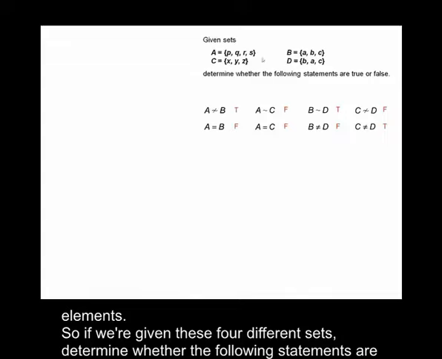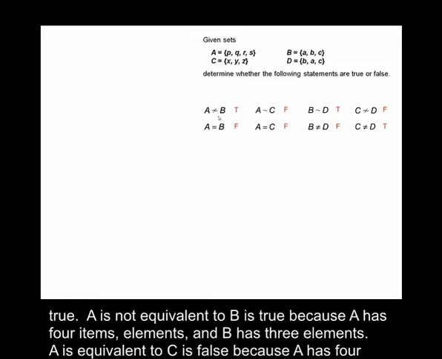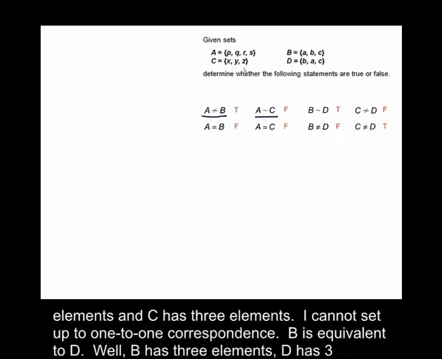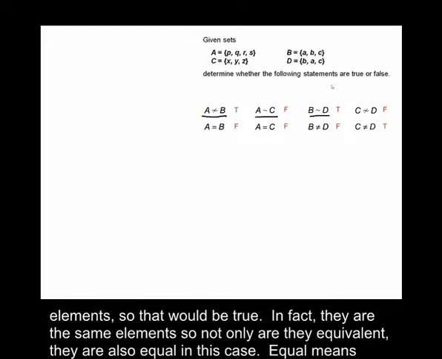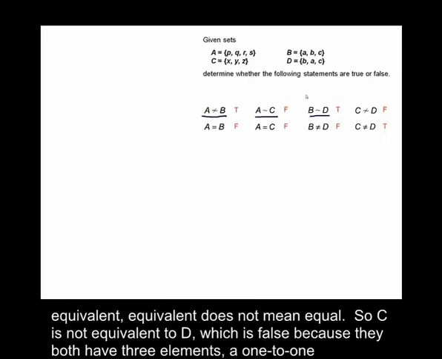So if we're given these four different sets, determine whether the following statements are true. A is not equivalent to B is true because A has four elements and B has three elements. A is equivalent to C is false because A has four elements and C has three elements. I cannot set up a one-to-one correspondence. B is equivalent to D. Well, B has three elements, D has three elements, so that would be true. In fact, they're the same elements, so not only are they equivalent, they are also equal in this case. Equal means equivalent. Equivalent does not mean equal.